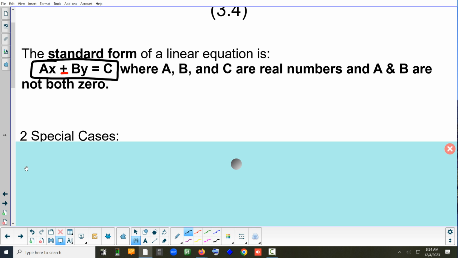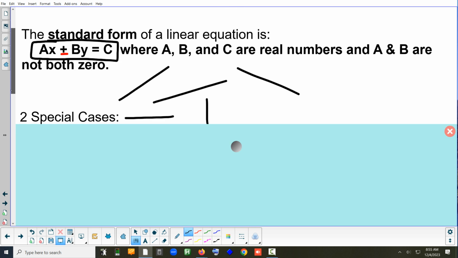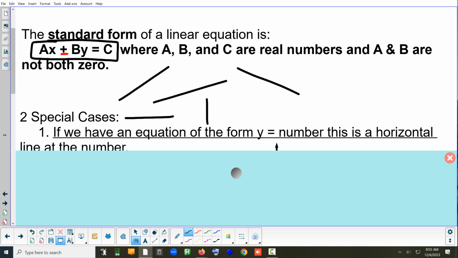Most cases where we draw a line, it's usually going to be something like that, or like that, or like that. It's going to be a line on a diagonal. But there are 2 special cases, and the 2 special cases are when we have a horizontal line or a vertical line. Those are special. And I'm going to show you how you can quickly tell whether it's a special case.